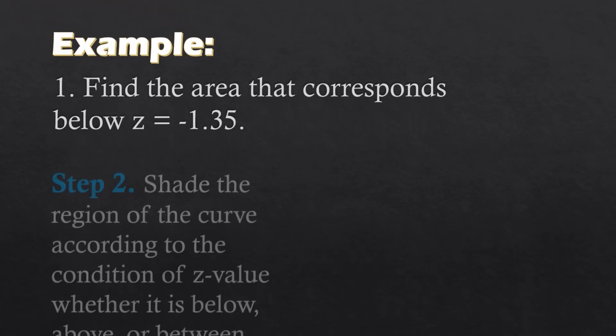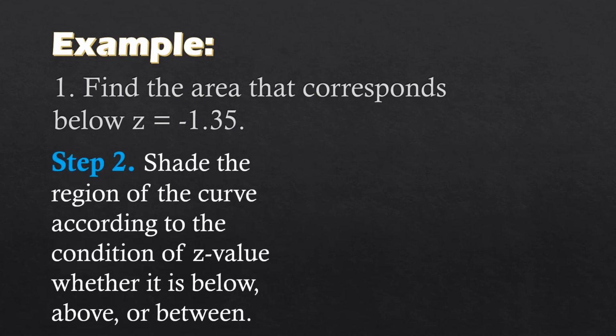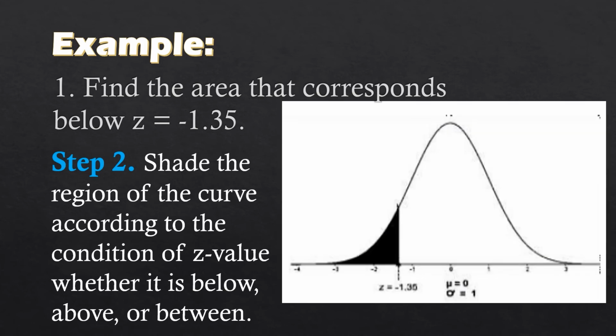For the second step, we need to shade the region according to the condition of the z value. It says here below z equals negative 1.35. So the shaded region is located to the left, this region. So it is to the left of z equals negative 1.35.